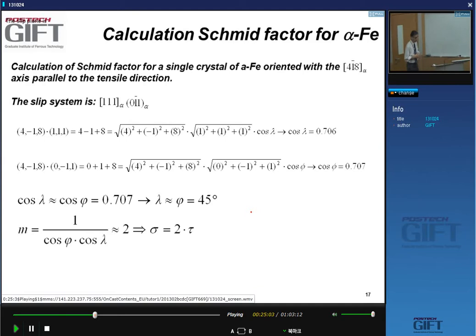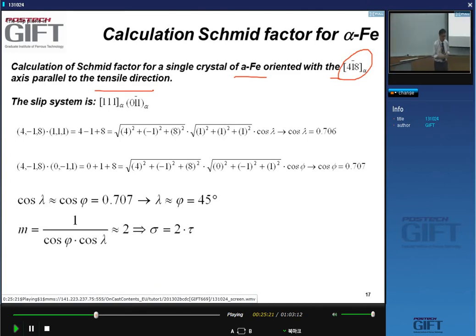Say you have an alpha iron crystal oriented with the 4, minus 1, 8 axis parallel to the tensile direction. You'll wonder why we use this? Well, because that's the best orientation to get single slip. In this case, the slip system is given by the 1-1-1 direction, that's the Burgers vector direction, and the slip plane is 1 bar 1-1.